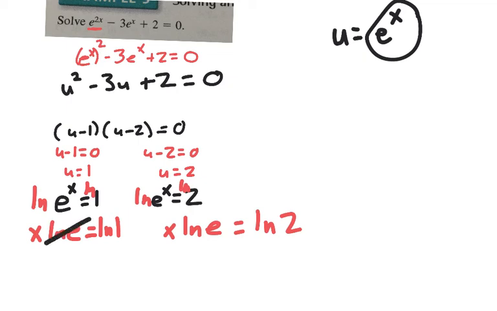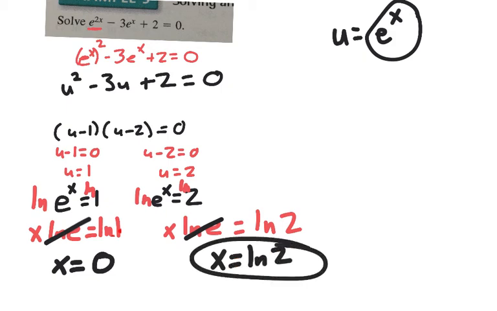Okay, so the natural log of e cancels. So I've got x equals the natural log of 1. What is the natural log of 1? Think about what that's asking. e raised to what power is 1? 0. So I get x equals 0 from the left. And then over here, natural log of e cancels, and I get x equals the natural log of 2. That one does not simplify. So I have two solutions. x could be 0, or x could be the natural log of 2.